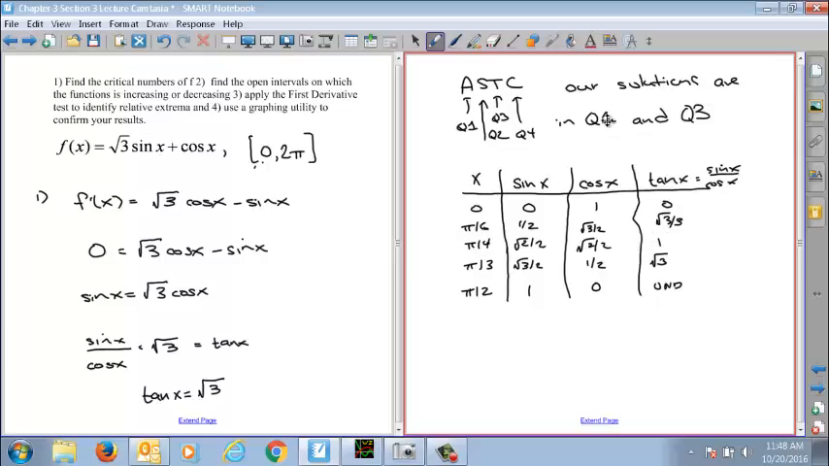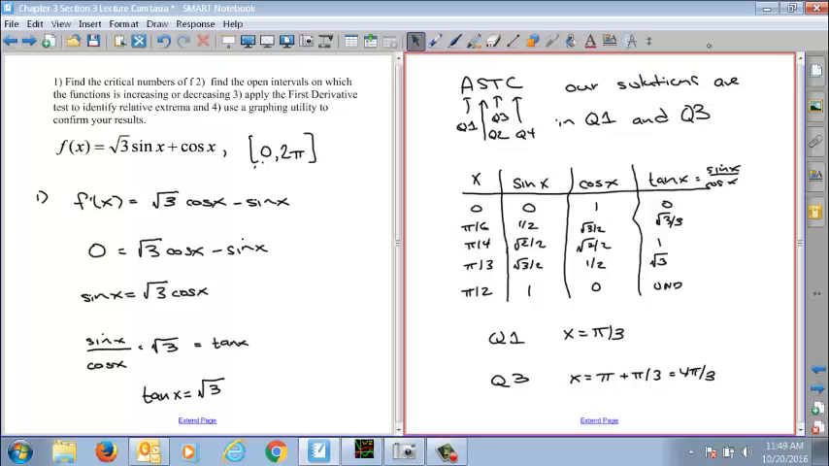So, to answer our questions, in Q1, in the first quadrant, x is equal to, well, what we're looking at, square root of 3. Square root of 3 is pi over 3. Now in the third quadrant, x is equal to pi plus pi over 3. This is the reference angle. Pi plus pi over 3 is 4 pi over 3. So my two solutions are when x equals pi over 3, the tangent of pi over 3 is the square root of 3, and the tangent of 4 pi over 3 is the square root of 3.